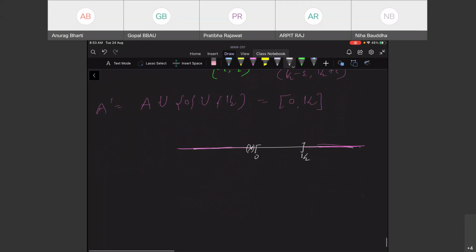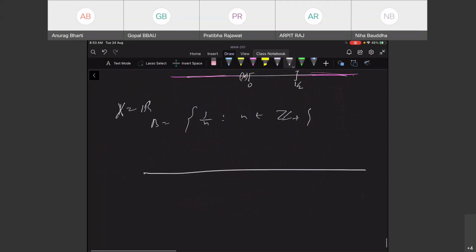Now take X equal to R and another set, B equal to {1/n : n belongs to Z plus}. So this is the set 1, 1/2, 1/3, 1/4, 1/5, 1/6, and so on. At this place we have 0. So what are the limit points of this set?